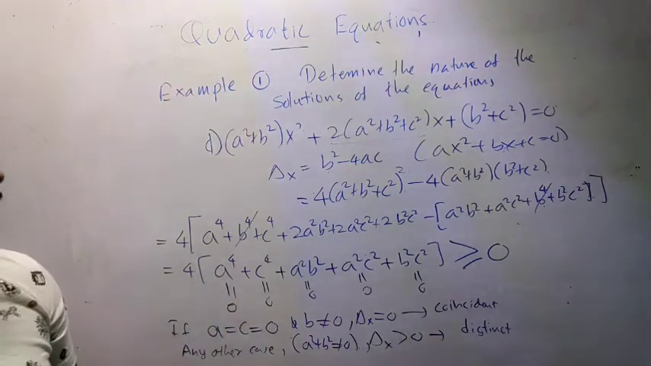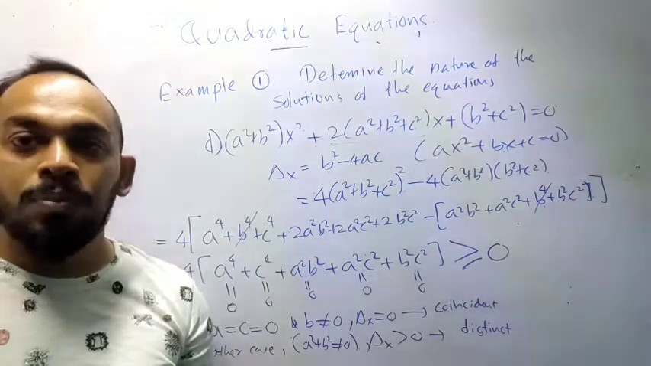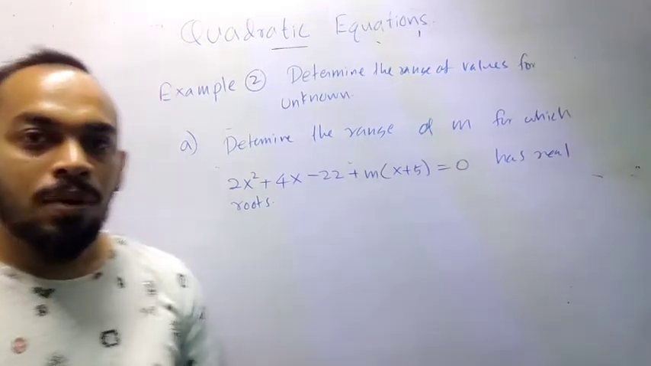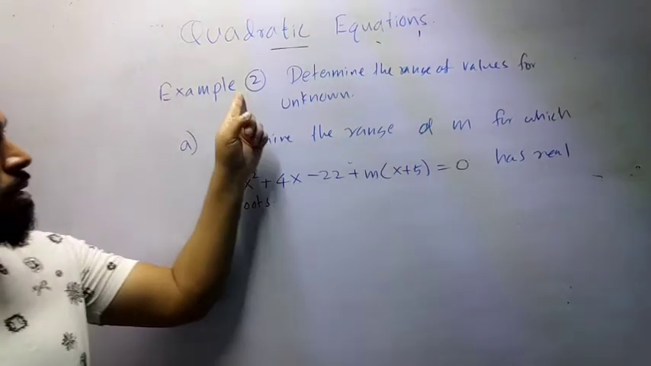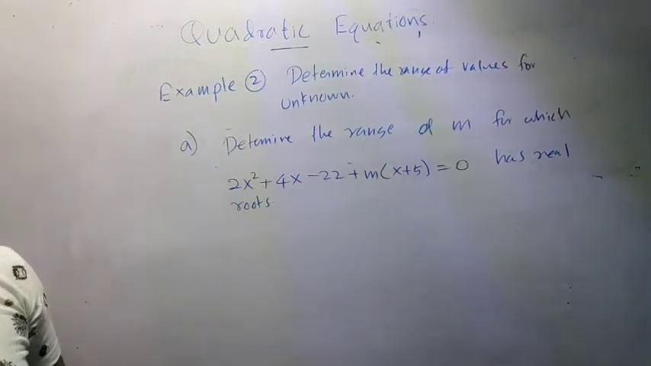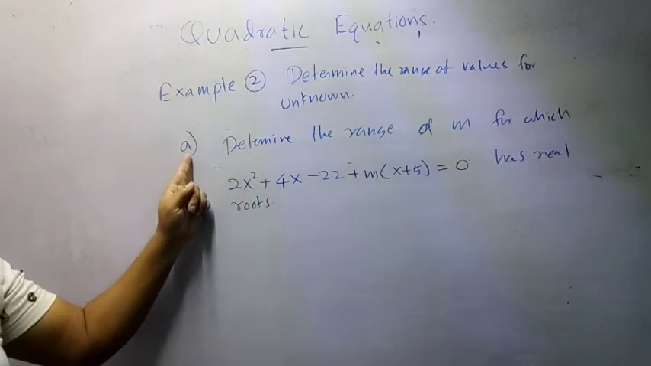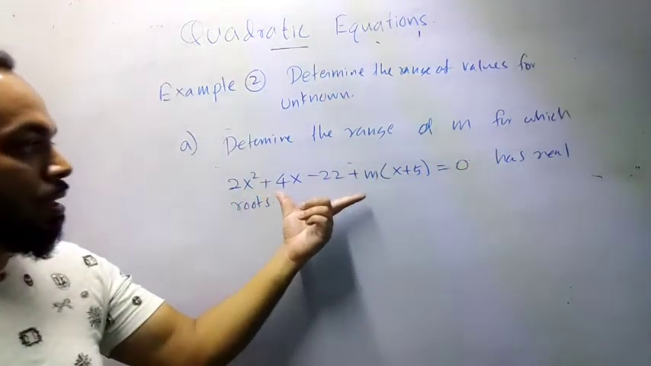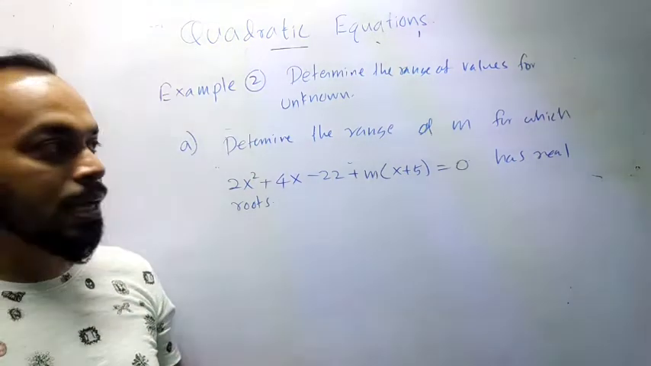This type. Then let's go to type 2 questions. Right. So determine, this is example 2. Determine the range of values for unknowns. Right. Type 2a. Determine the range of m for which this quadratic equation has real roots.